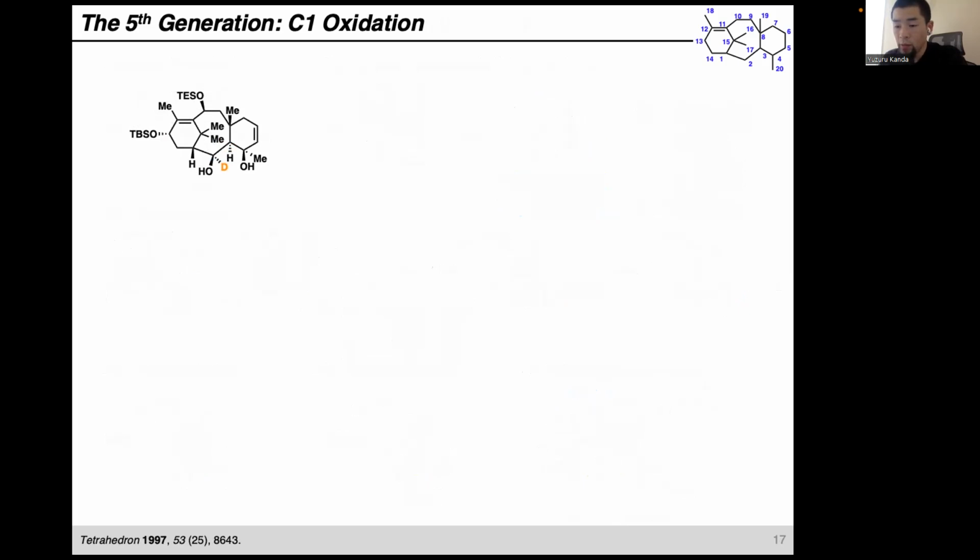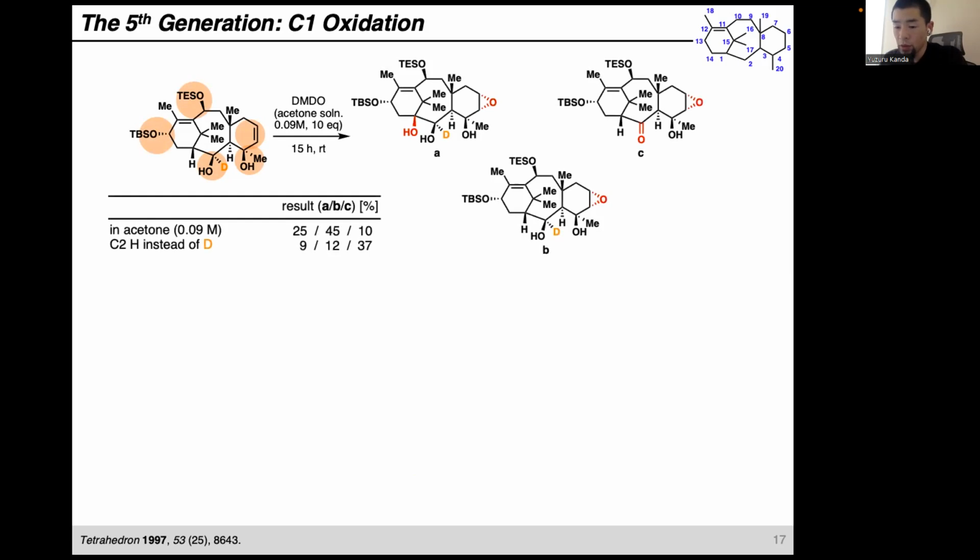So after extensive conformational analysis and substrate screening, the substrate shown here was discovered to be the optimal substrate for C1 oxidation. Functional groups highlighted in orange are repurposable for downstream functional group interconversion and serve as the essential protecting groups to carry out C1 oxidation in a chemo- and site-selective manner. Subjecting this compound to DMDO, we got a 25% yield of the desired compound A, accompanied by intermediate B, as well as the undesired oxidation product C.